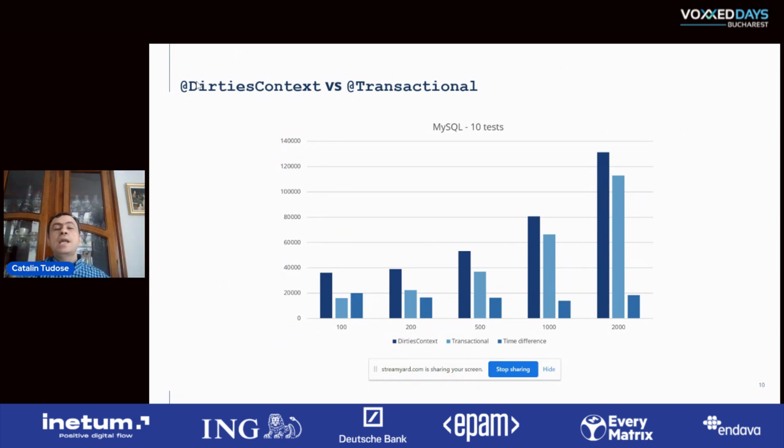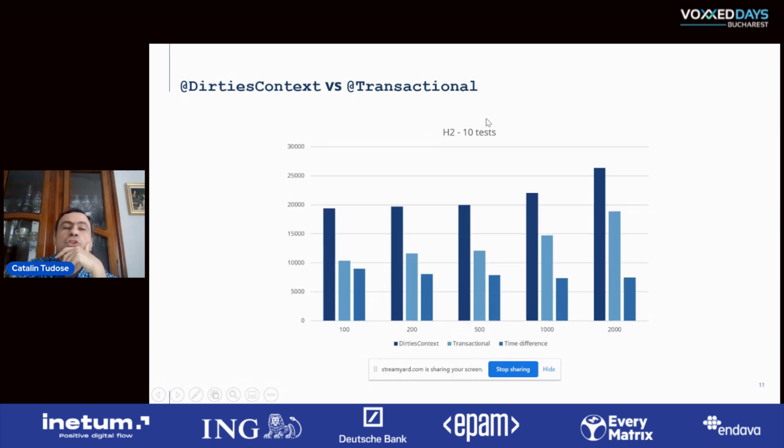Because as I was saying, we are presenting now some performance tests, and we executed a series of 10 tests here. And what you see here, on 100 up to 2000 records, is that the execution time for MySQL using dirtiest context is always greater than the execution time for transactional. The same situation is on H2.